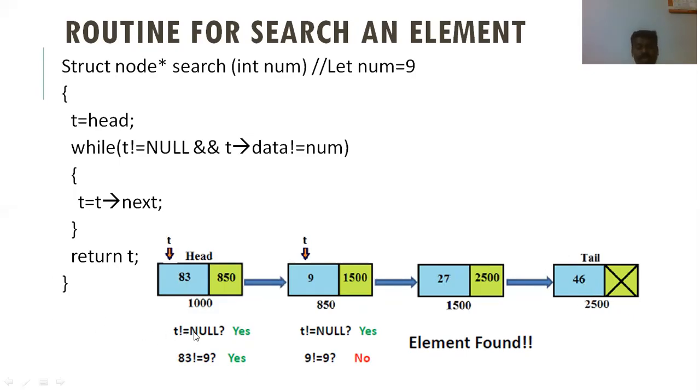Now compare, T not equal to null, yes, then 83 compare with the search element 9. Is it not equal to 9? Yes, then move to the next. T is not null, because you have the element 9 in this memory location, then the address of the next node is 1500. 9 not equal to 9, no, so the element is found in the second memory location. It's a search for an element in the single linked list.